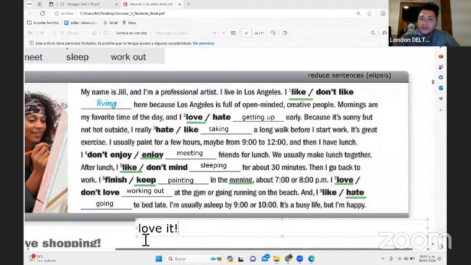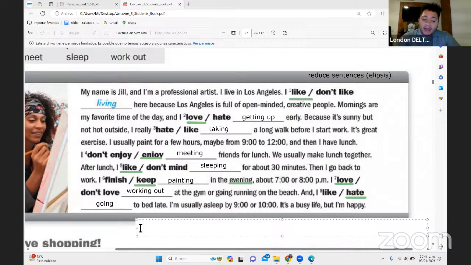So you say love it. No es necesario decir I love it, ¿no? Solo dices love it. Hate it. No necesitas decir I hate it, solo dices hate it. It's not necessary to write the subject all the time. So this is something about reducing sentences. You also need to keep the same tense, right?